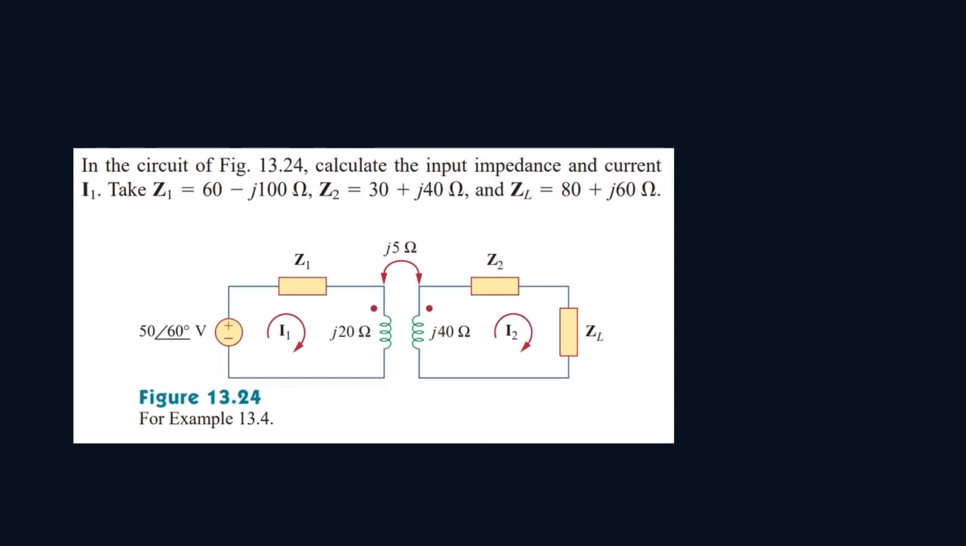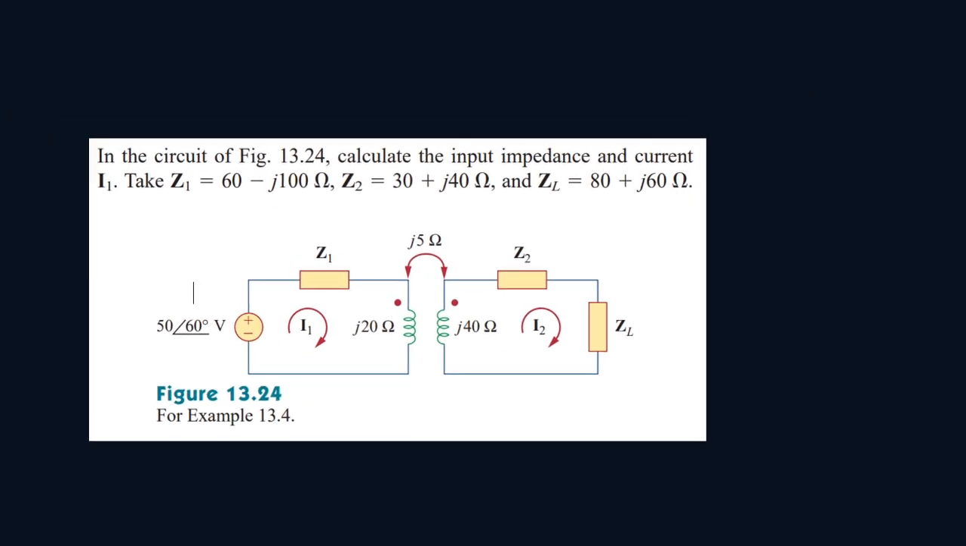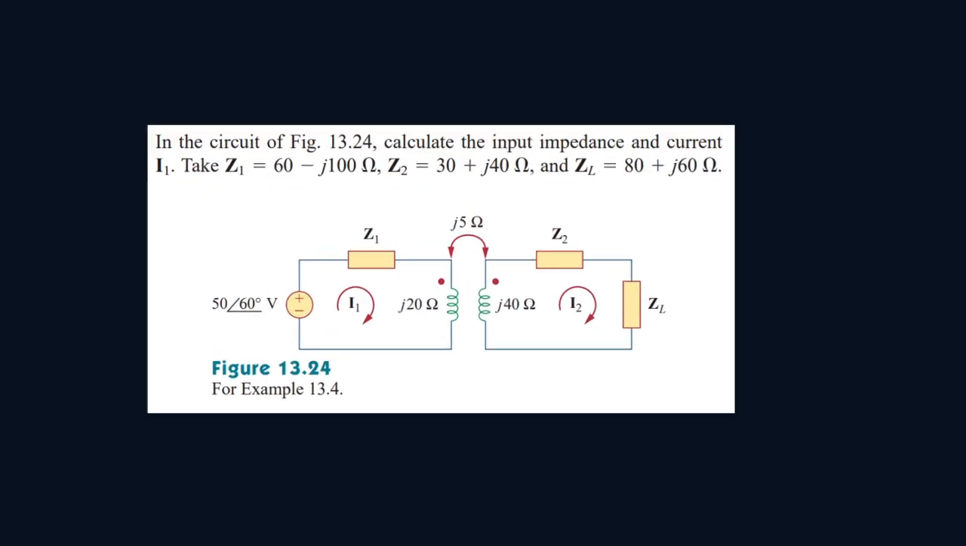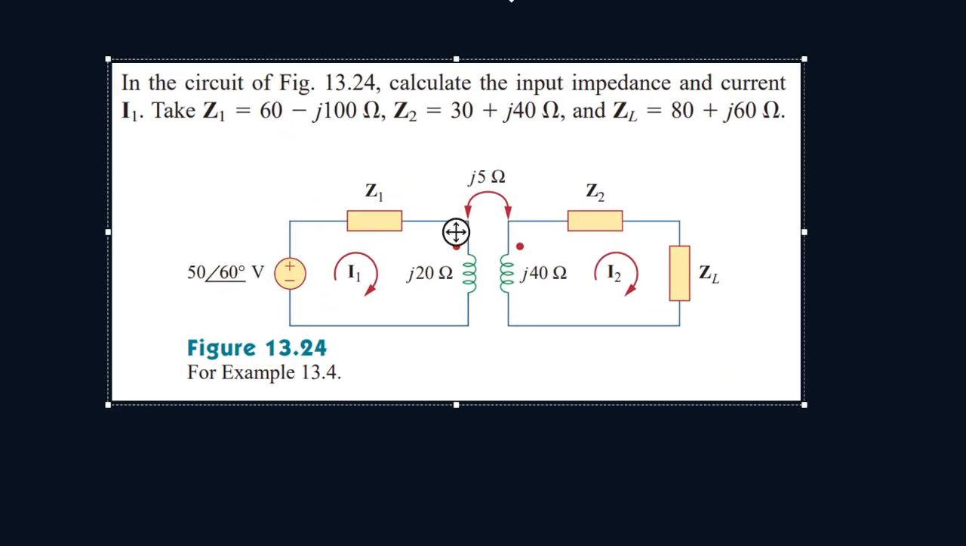Okay, so we have to find the input impedance and then find the current I1. So the first thing we're going to do is take care of the mutual inductance. Positive faces the direction of the red dot. Negative faces the other way.